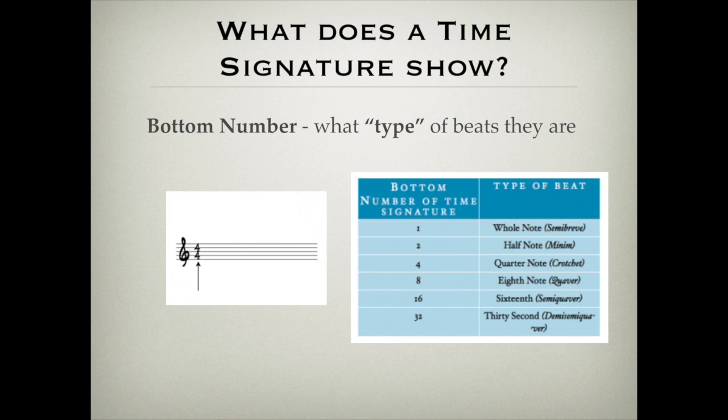If there was an 8 at the bottom, we'd be counting in eighth notes and quavers, 16th, semiquavers, 32nd, demi-semiquavers. Okay, so that bottom number is simply telling us what types of beats we are counting in. Top number gives us the number of beats in a bar, bottom number gives us the type of beats they are. And as long as you've got a little table like that, you should be able to easily work it out. If you're actually using half notes, quarter notes, eighth notes, 16th notes, 32nds, if that's the terminology you use, then it's easy because you're just looking at it like it's a fraction.